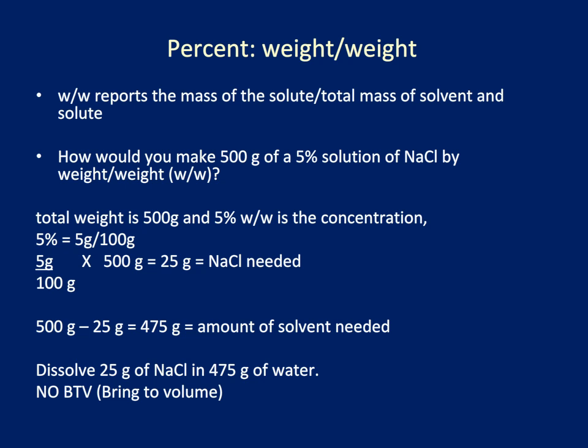5% of 500 grams is 25 grams, which is the amount of sodium chloride that we need. We subtract the 25 grams from the 500 grams to get the amount of solvent needed, which would be 475 grams. So we dissolve 25 grams of sodium chloride in 475 grams of water. Note, we do not bring to volume. This is the total 500 grams that we would desire.